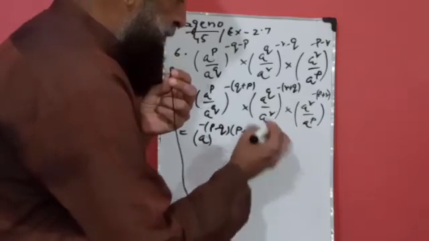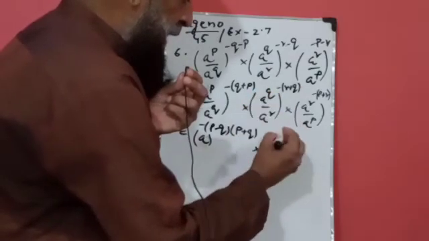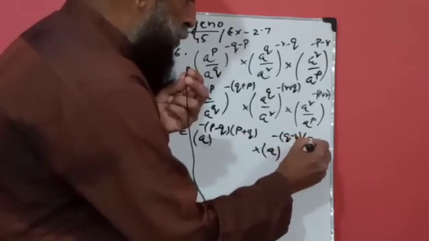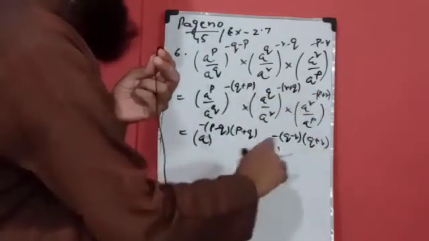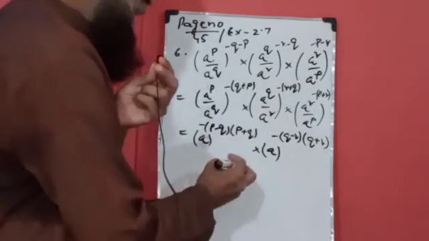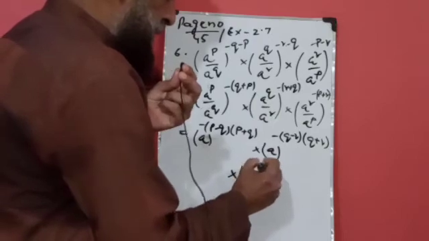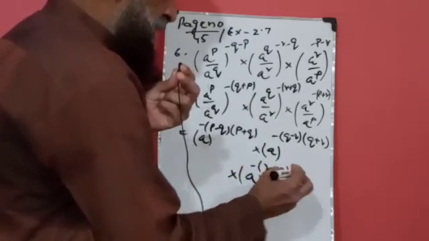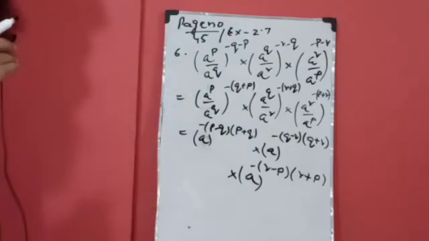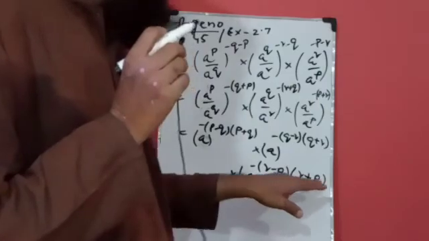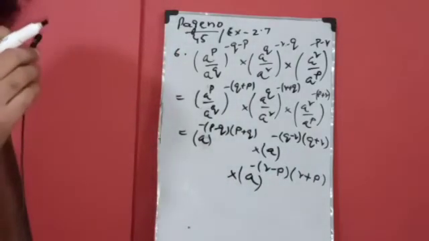Similarly, the next term is a raised to power minus common and q minus r, q plus r, because r plus q is written as q plus r. In the last term, a raised to power minus r minus p into r plus p, because all the additions are commutative. That means if we add p plus r and r plus p, both give the same answer. But in the subtraction, these are not the same.